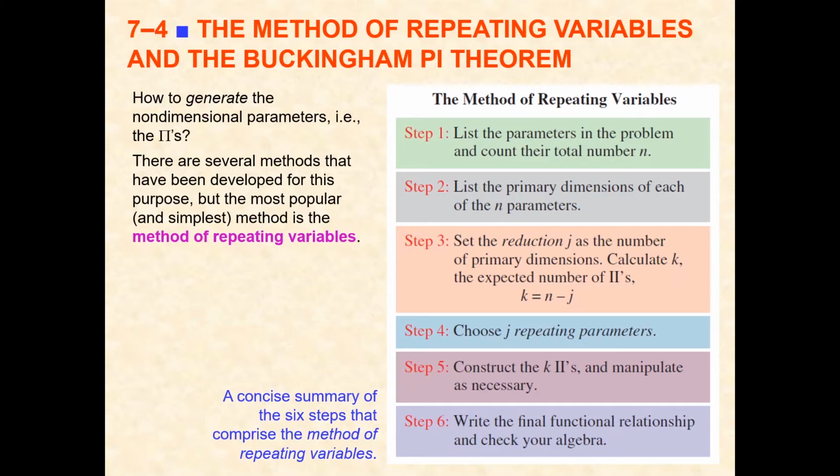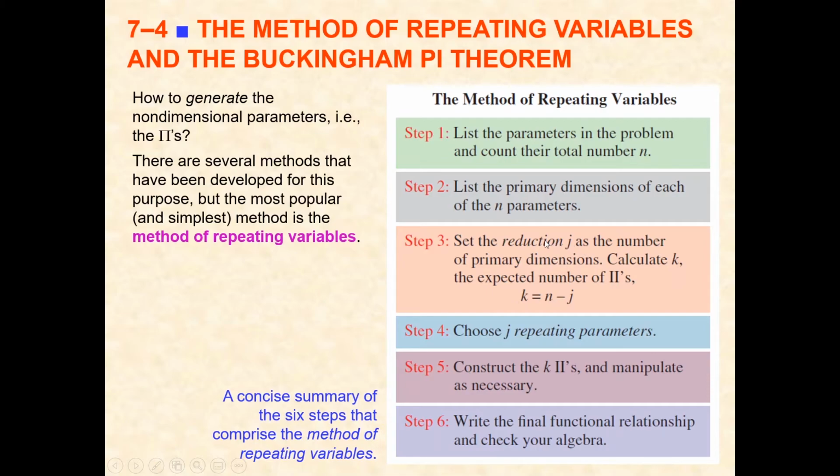For step 2, for each of these parameters you need to list down the primary dimensions. For example, if it is length, you put L. If it is mass, you put M. If it is velocity, it is L over T. So you need to list down each of the parameter dimensions. So step 3, set the reduction j as the number of primary dimensions. Then you need to calculate k, the expected number of pi's, as k equals n minus j.